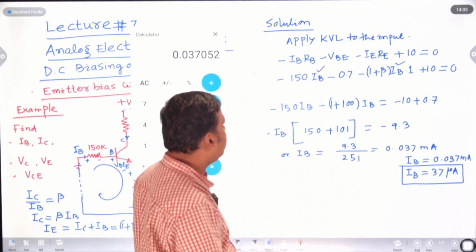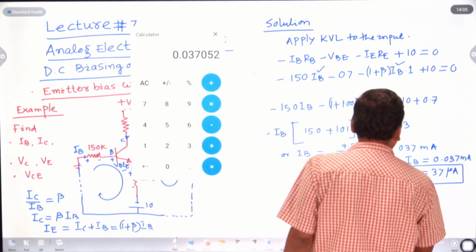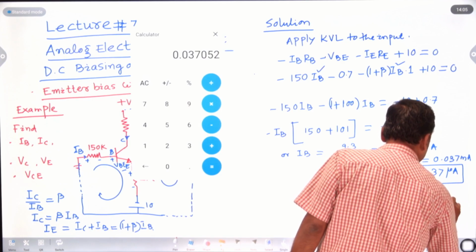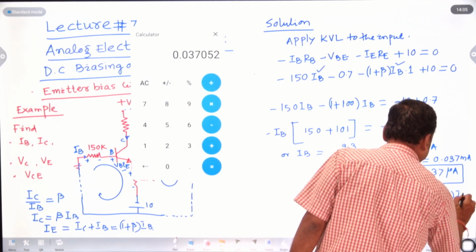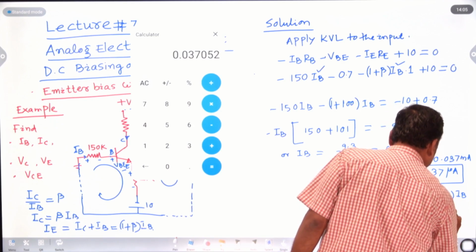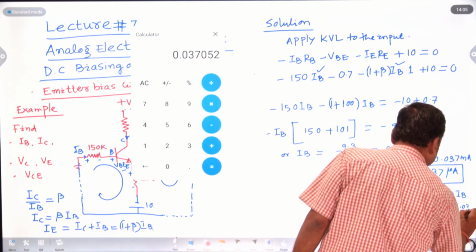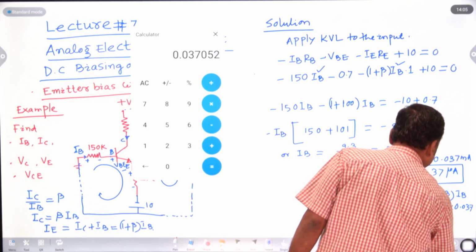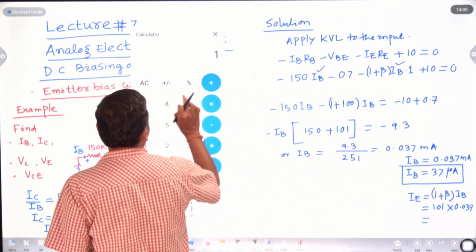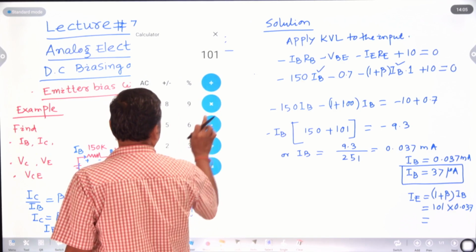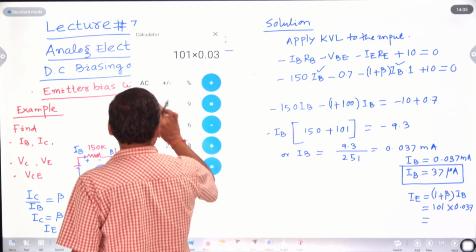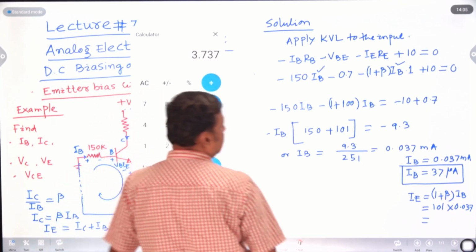Okay. After getting IB, you can immediately convert it into emitter current, because IE equal to 1 plus beta times IB. Beta value is 100, 100 plus 1, 101, into 0.037. The value is 3.737.